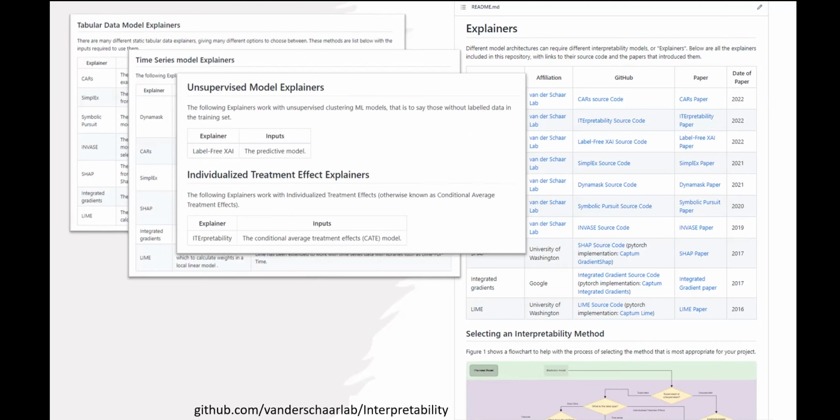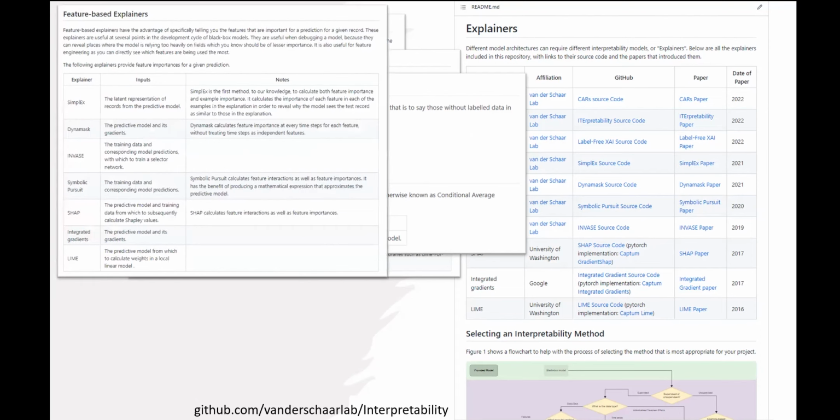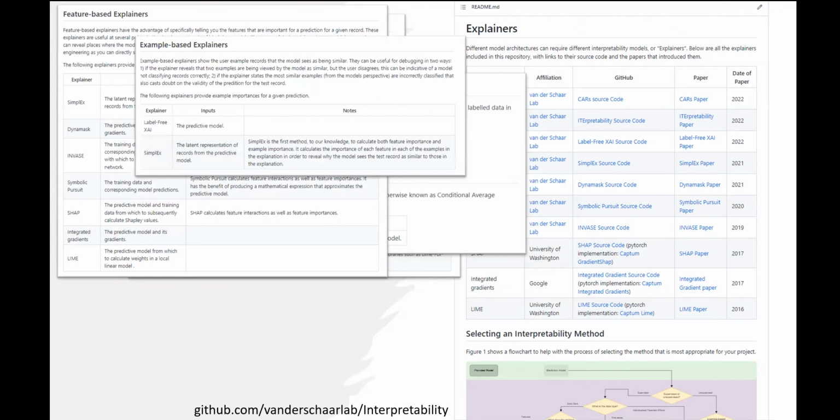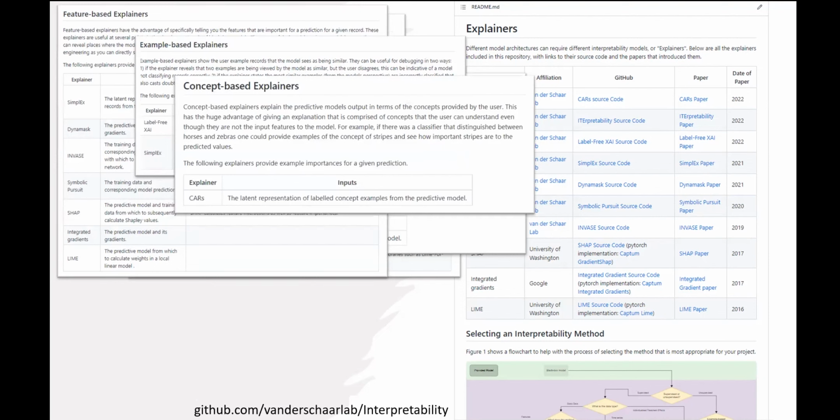Each interpretability method works in a different way to provide a different type of explanation that broadly breaks down into feature-based explanations, which are those that indicate the input features that were important to that individual prediction. We also have case-based explanations, that is methods that show you examples that the model sees as being similar to the input record, so you can compare and contrast that way. And we also have concept-based explainers, methods where you can provide concepts to the model and then see how important that concept was to the model's prediction.